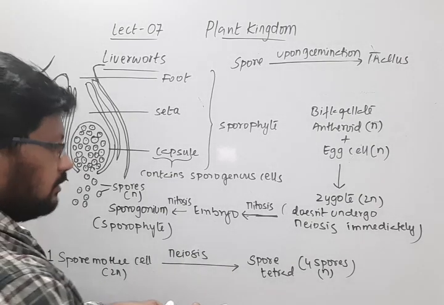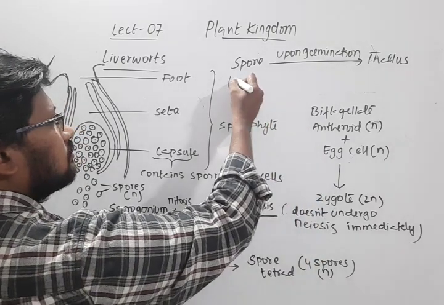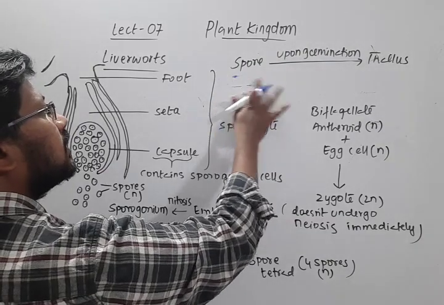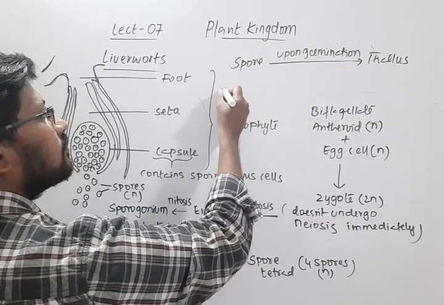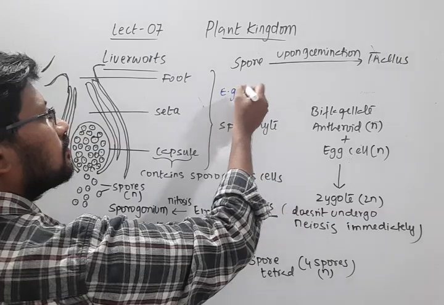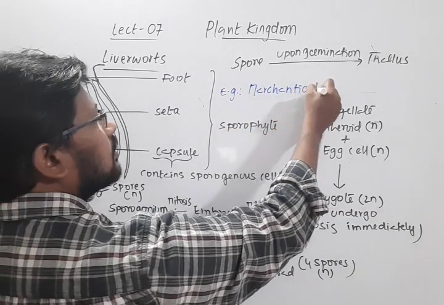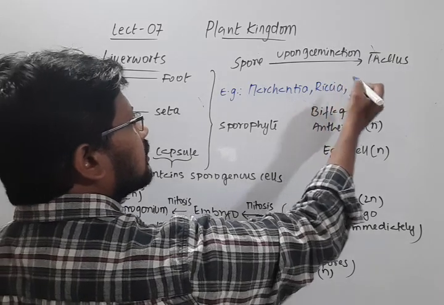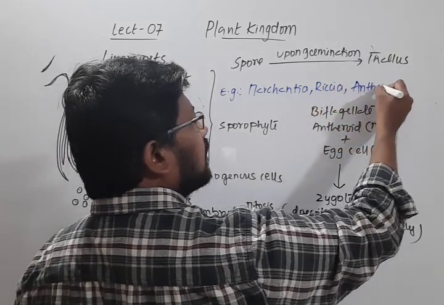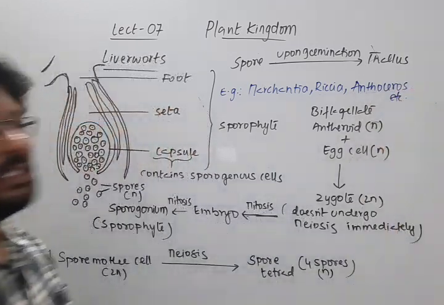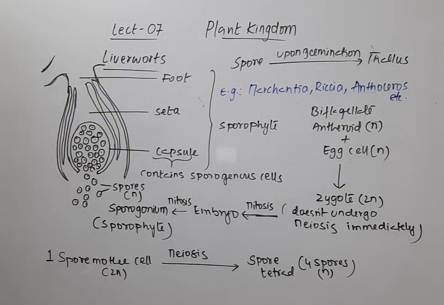Examples for liverworts: Marchantia, Riccia, then Anthoceros, etc. are some examples of these liverworts.